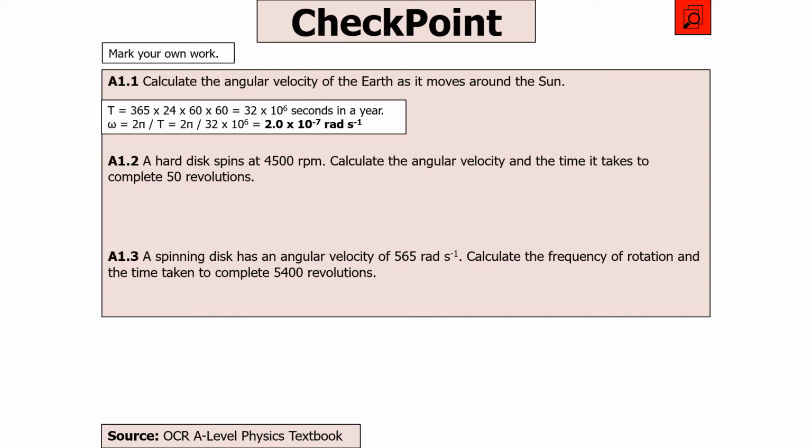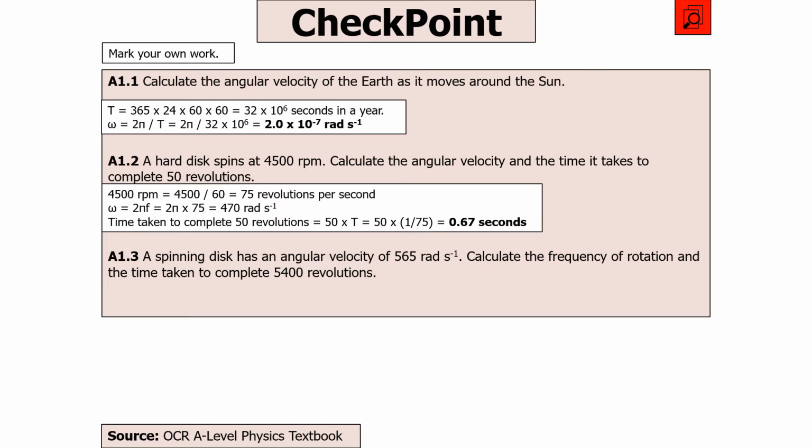Now for the next question, we've got to convert our revolutions per minute into revolutions per second. So you divide by 60 to get 75 revolutions per second. We then say that omega equals 2 pi f. So it's 2 pi times that 75, which is 470 radians per second. To complete 50 revolutions, you do 50 times the time period, which is 1 over the frequency. So it's 50 times 1 over 75, 0.67 seconds.